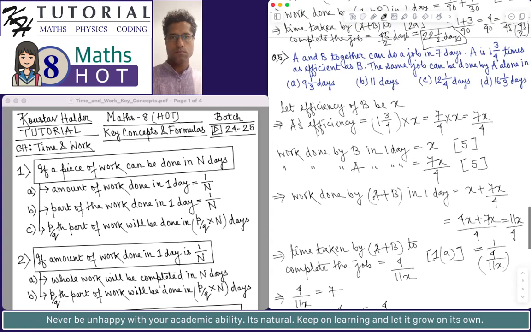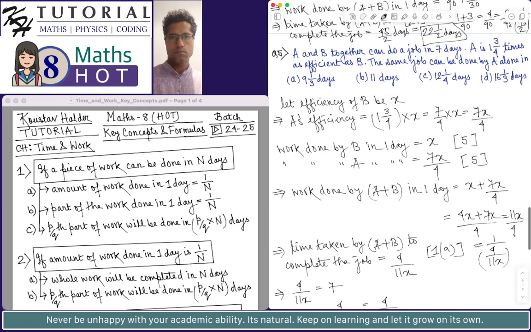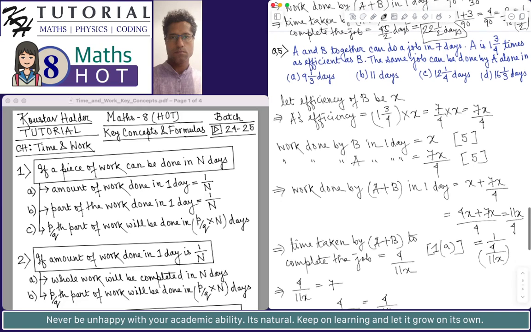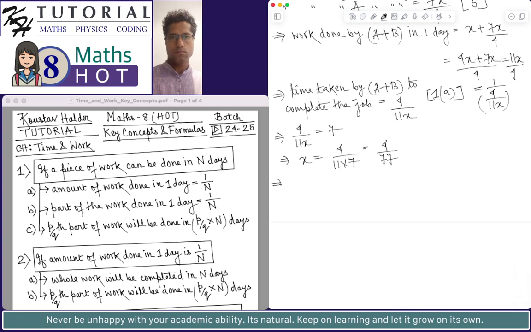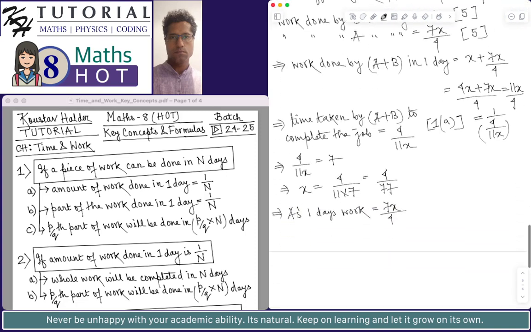Now the question is asking, for the same job, in how many days A alone can complete the job. So for that we need to know the work done by A in one day, which is 7x by 4. So A's one day's work is equal to 7x by 4, which is 7 by 4 multiplied by x, which is 4 by 77. This is equal to 1 by 11.